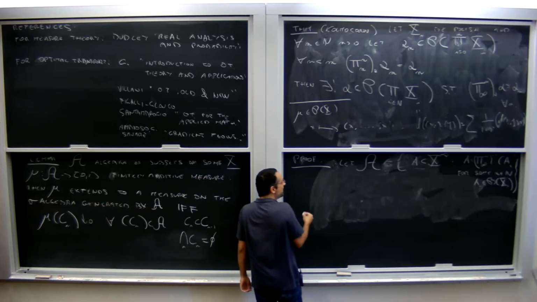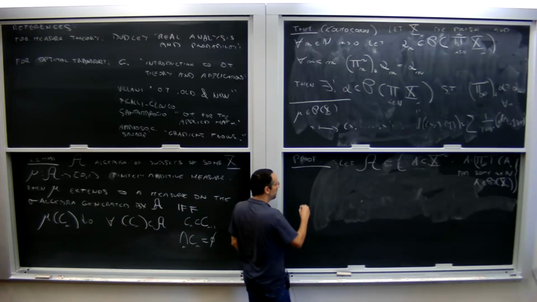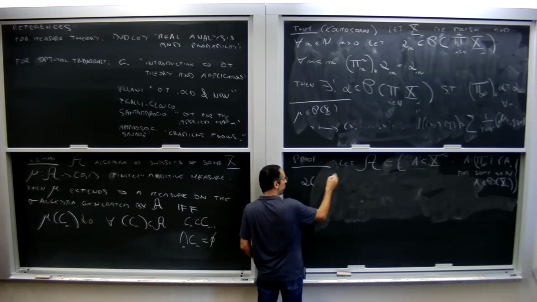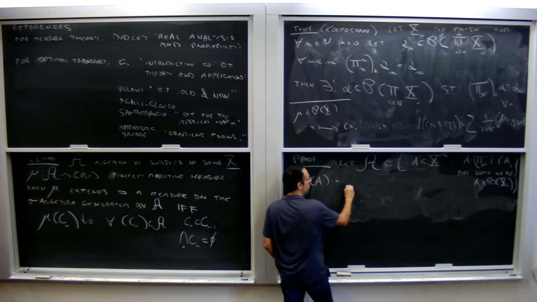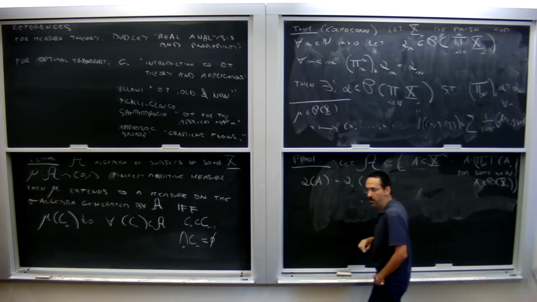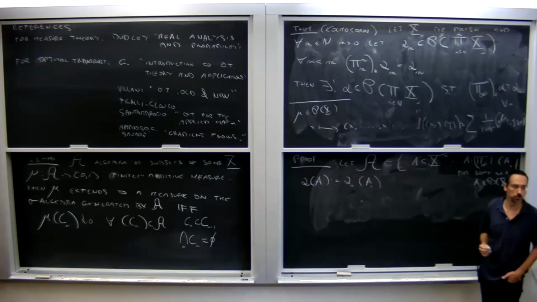Okay, and it's clear that if I define, for such an A, alpha of A to be equal to alpha n of A_n, that's what I want to do.